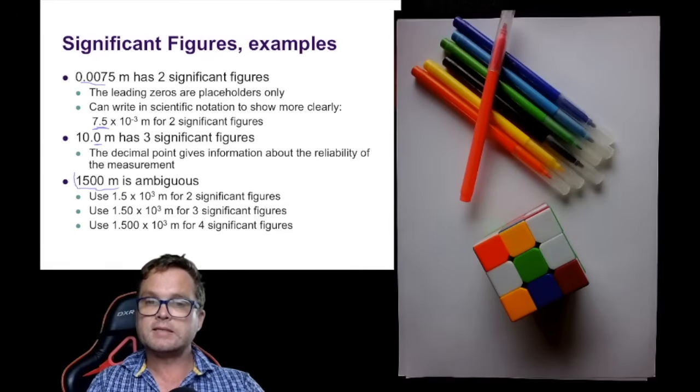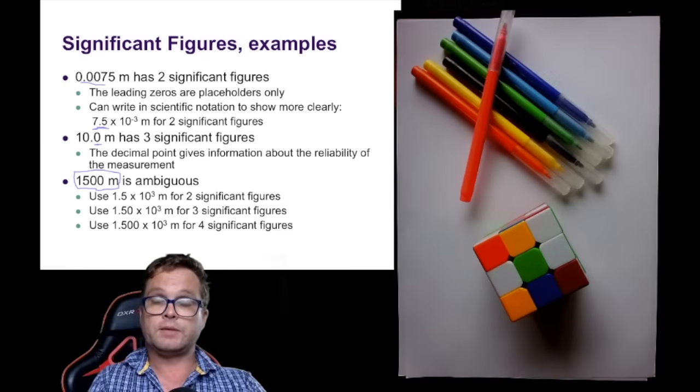1,500 meters, this is a little bit ambiguous because if we write it in different ways, it could have a different number of significant figures. If it's written as 1.5 times 10 to the 3, it would have 2. If it's written as this, it would have 3. If it's written as this, it would have 4. Again, the ambiguity would be lifted by the context in which you performed the measurement, and you'll be doing a practical dealing with significant figures and relating to measurements, and that will help make this point clearer.